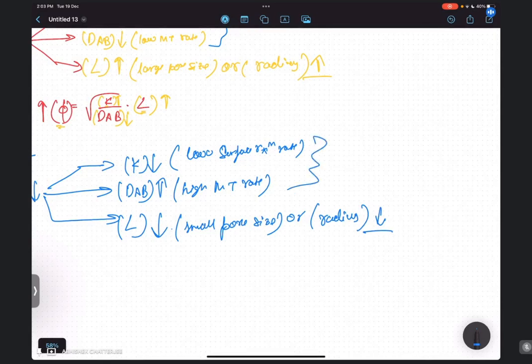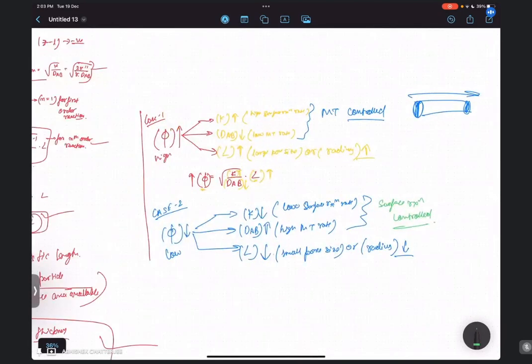And again, from these two, you can conclude that as our surface reaction rate is low, that means surface reaction will be our slowest step. So you can call it as surface reaction controlled. So from the Thiele modulus, you can decide whether the step is mass transfer controlled or reaction controlled.